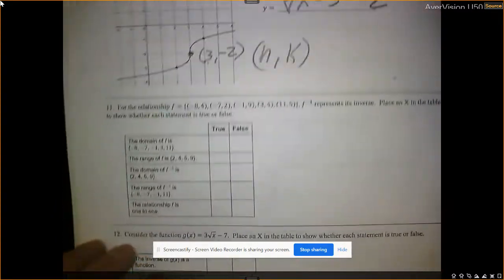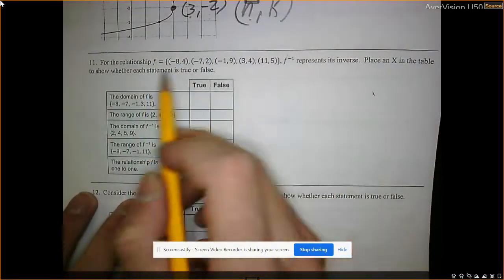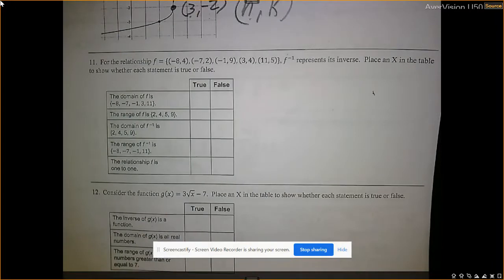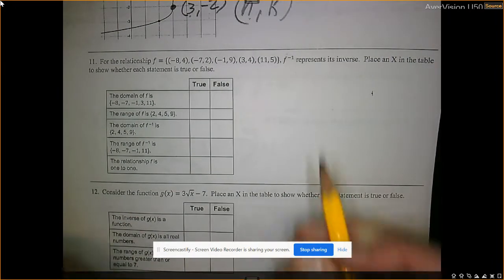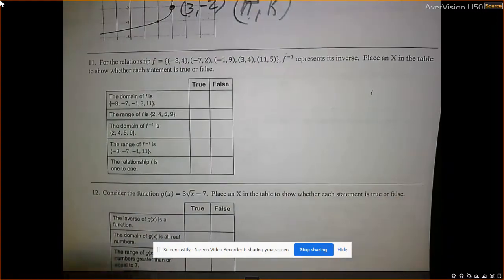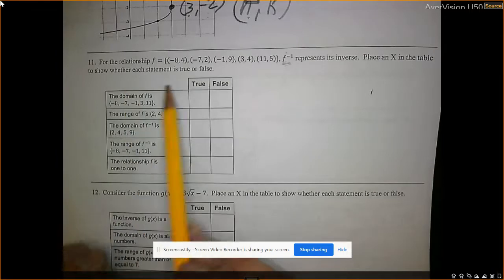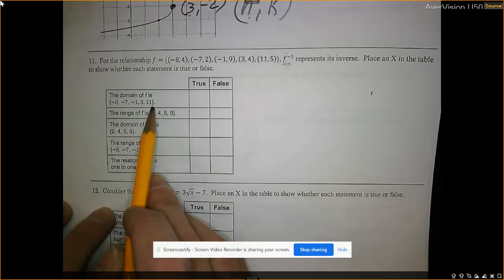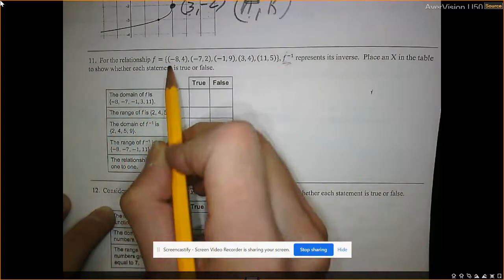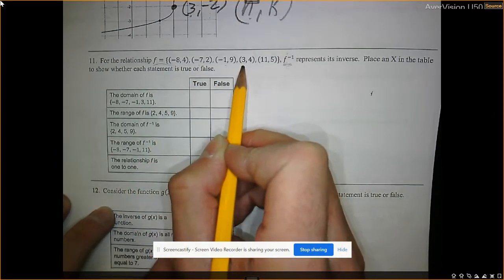Okay, let's keep moving. We are given f defined by these ordered pairs, and f inverse represents its inverse, f to the negative 1. That's how you read that, f inverse. Place an x in the table to show whether each statement is true or false. I have the domain of f, which is all the x values: negative 8, negative 7, negative 1, 3, and 11.